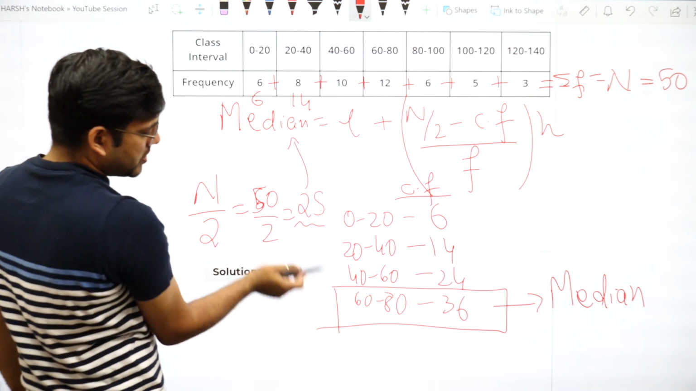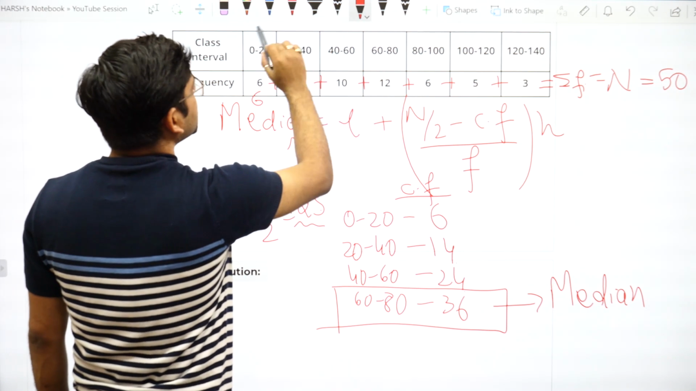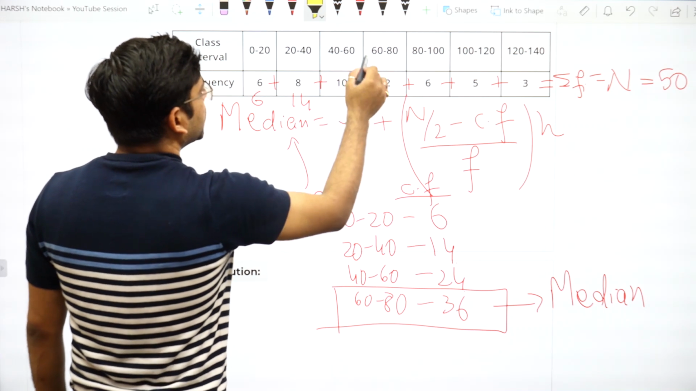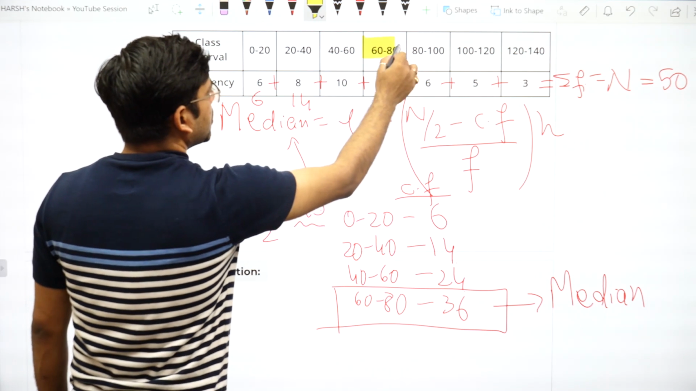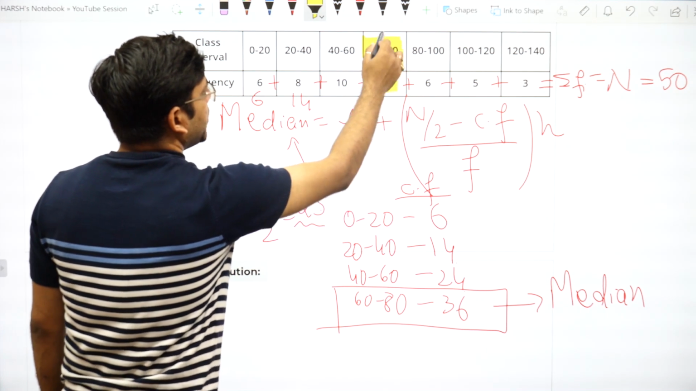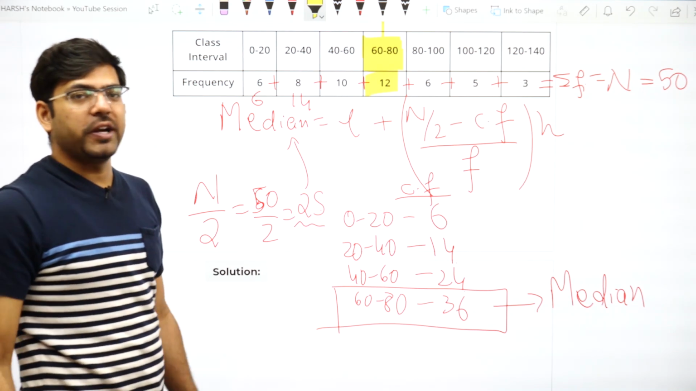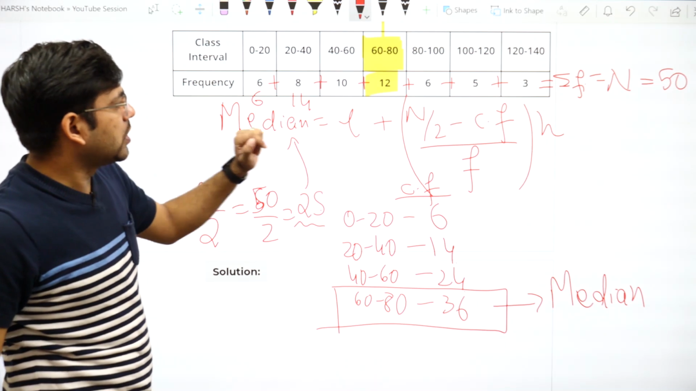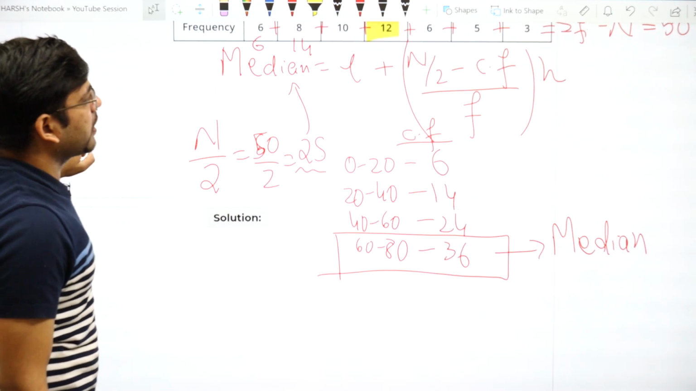36 was for the 60 to 80. So this is your median class. This 60 to 80 becomes your median class, isn't it? Now once you have got your median class, all the values will be according to that. Let me write it down.